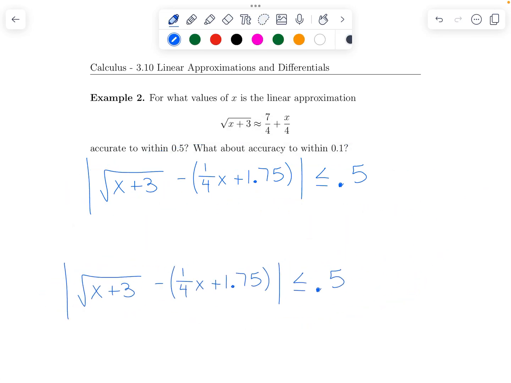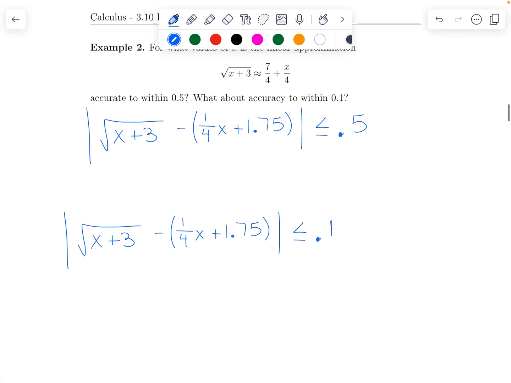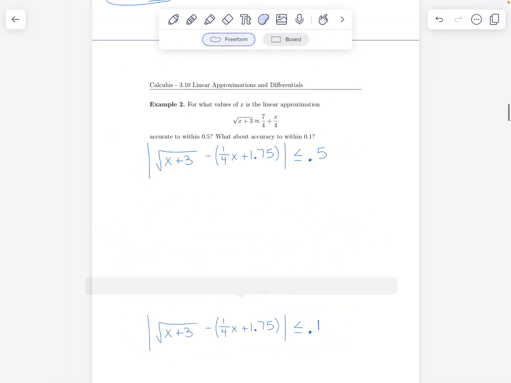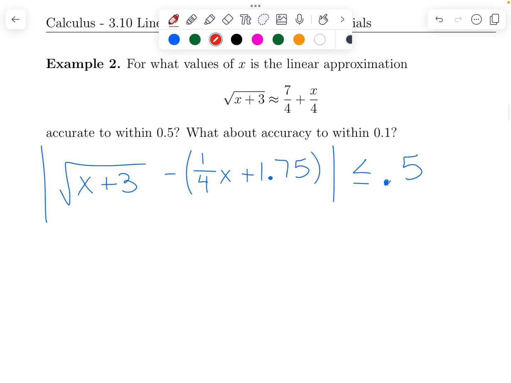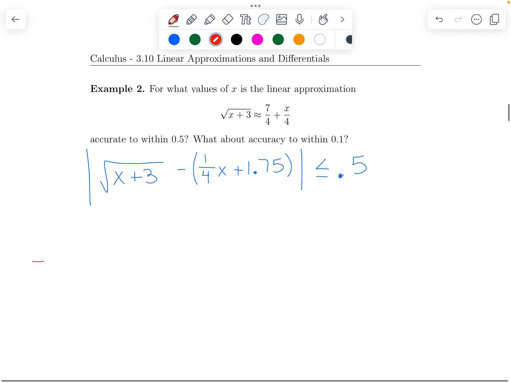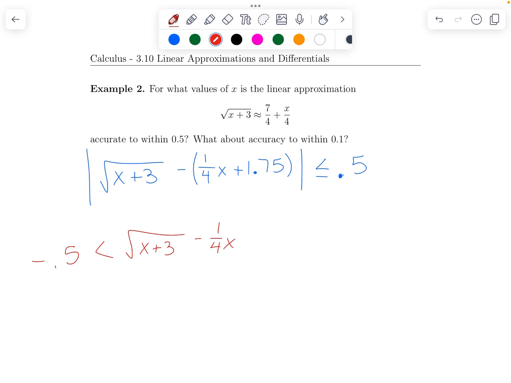So I could set up this equation, or this inequality rather, to solve for my function. It's just saying when is the difference less than 0.5, when is the difference less than 0.1. I'll show you how to do this one, and then I'll give some examples here. So in this case, it's got to be negative 0.5 less than root x plus 3 minus 1/4 x minus 1.75 less than or equal to 0.5.